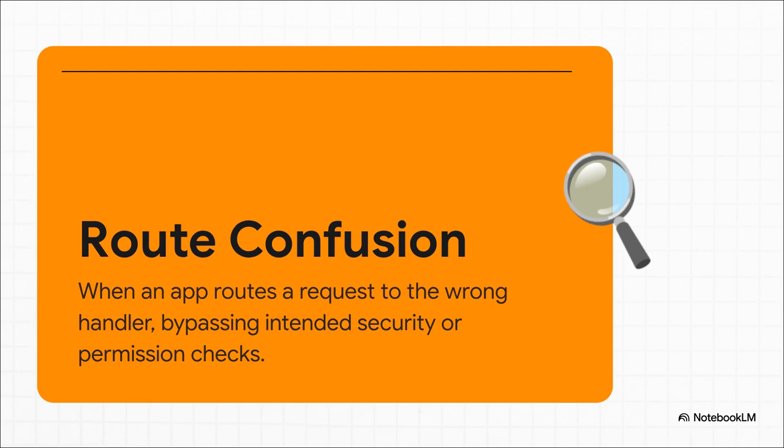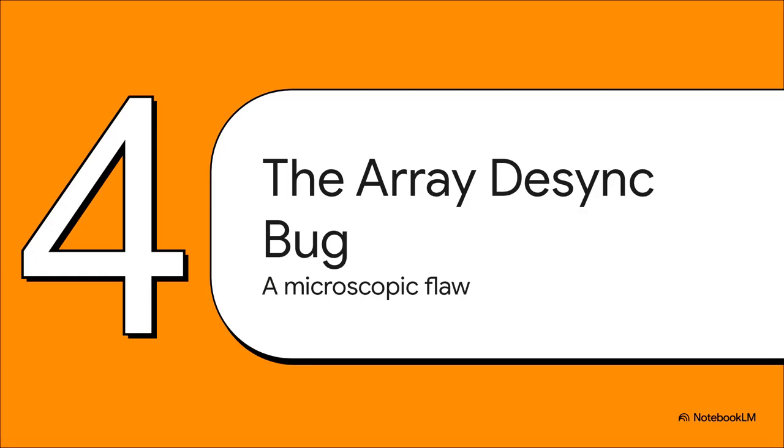So, the attackers aren't forcefully breaking down the front door. Instead, they're tricking the system's internal traffic cop into waving them right through the VIP entrance. It's a really elegant manipulation of internal logic rather than just brute force. Let's look closer at that logic in Section 4, the array desync bug. This is the microscopic flaw causing all this macro destruction.